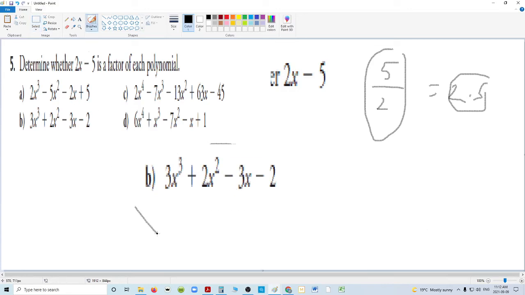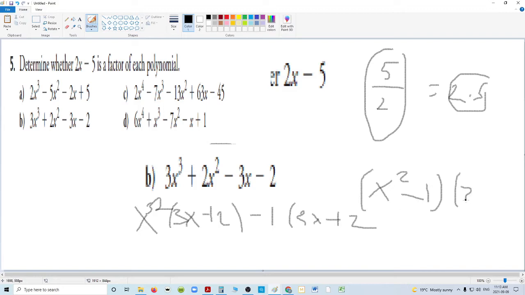The first one, again, I can take out x squared. I'm left with 3x plus 2. The next one I can take out minus 1, and I'm left with 3x plus 2, which means x squared is what I took out of this first one. X squared minus 1 is a factor, and 3x plus 2 is a factor. And this breaks down into x plus 1, x minus 1, which means 2x is not a factor. So yes for this one, no for that one. Let's continue.